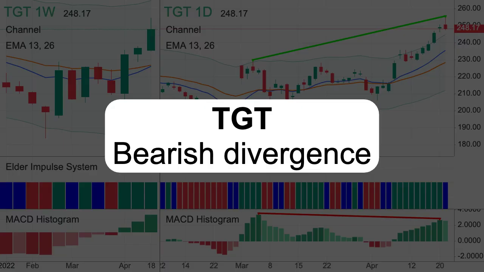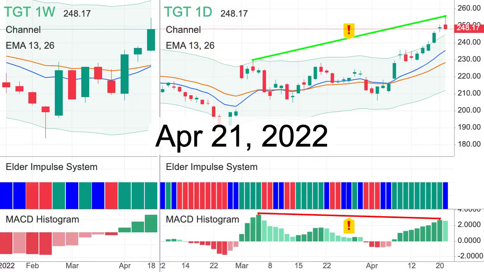Let's consider the stock of Target Corporation. On April 21, 2022, a bear divergence formed in an uptrend. This is a strong sell signal. There is a first light bar on the histogram. Are you ready to submit a sell order?